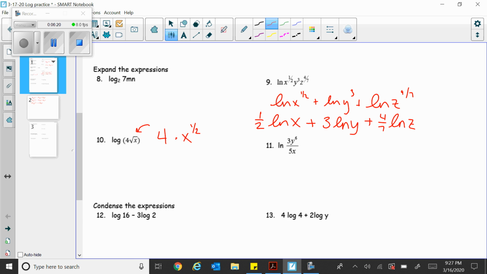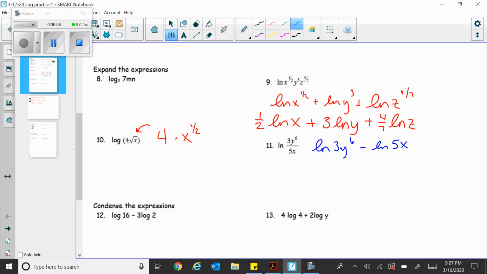Number 11, you have a lot of multiplication going on and you have division. So on number 11, just be aware that, well, let's just do it. First of all, I would take this in steps. I know a lot of you don't like to do that, but I would take this in steps. So the first thing I would do is subtract that division. So I broke up the numerator and the denominator with subtraction.